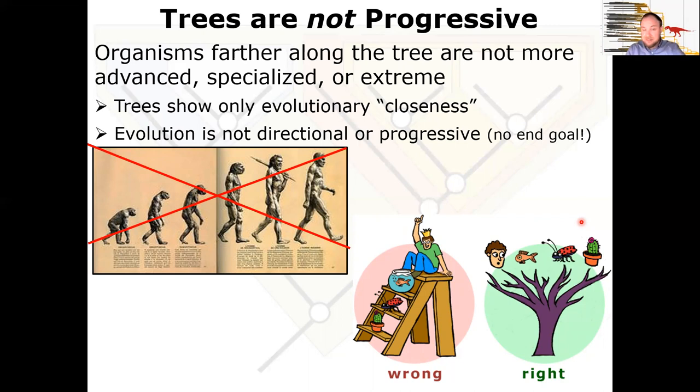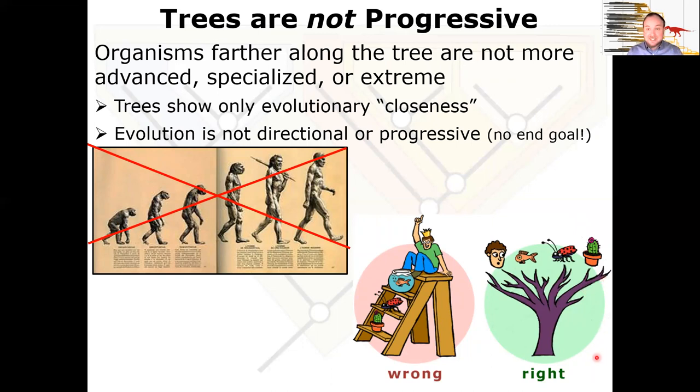Remember that these are wrong. Trees show only evolutionary closeness. They don't imply a directionality. So evolution's not a ladder. Evolution's not this stepwise process where organisms get better and better and greater and greater until finally humanity, the king of all animals, evolved. That's not how this works. It's a tree. Humans are a branch of the tree. So are fish, so are insects, so are plants.